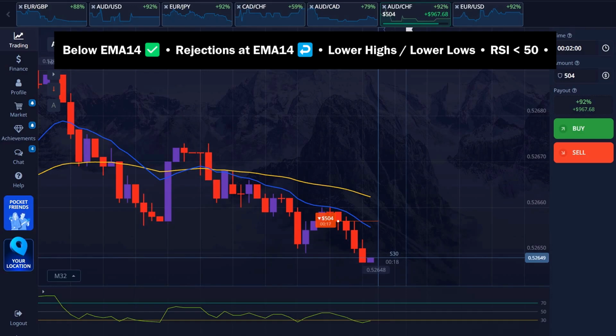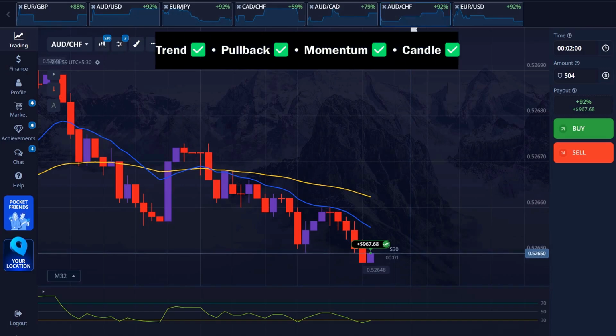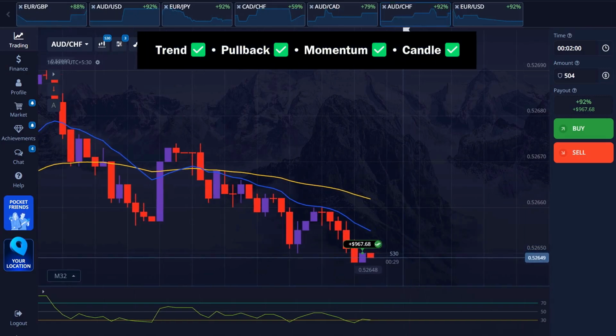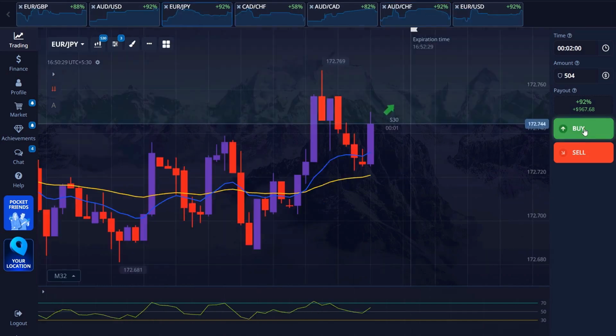Time check. We're past the halfway mark on the 2-minute expiry, and price is trading under the entry line. Good sign, but I'm not adding any extra positions. This trade finishes in the money with price continuing lower, staying beneath EMA-14 while RSI holds below 50.